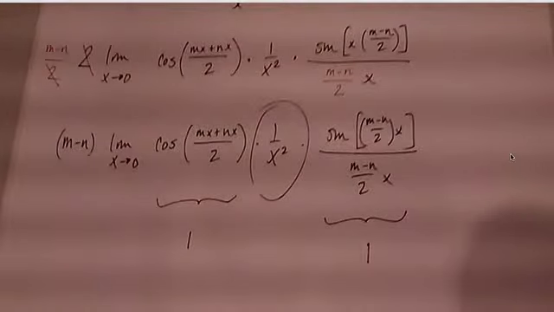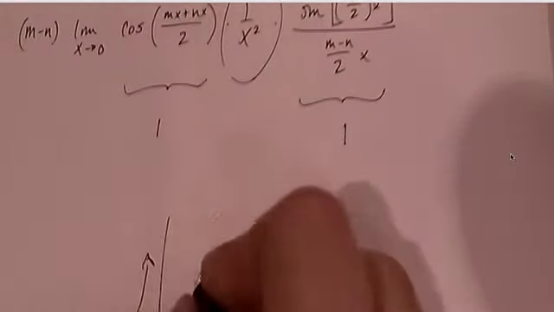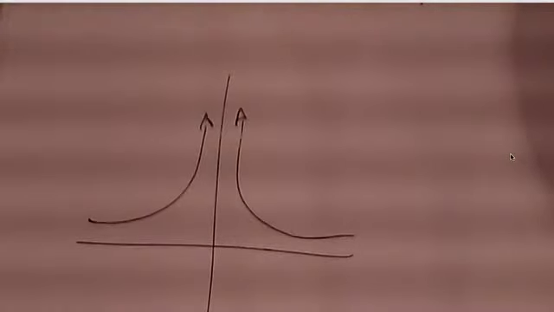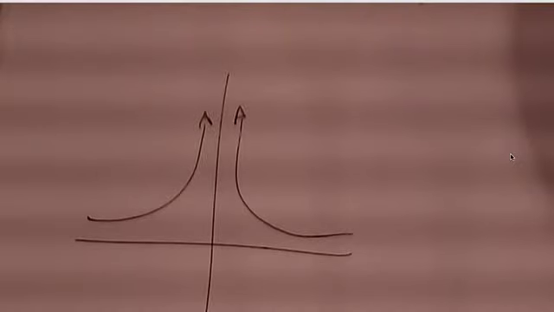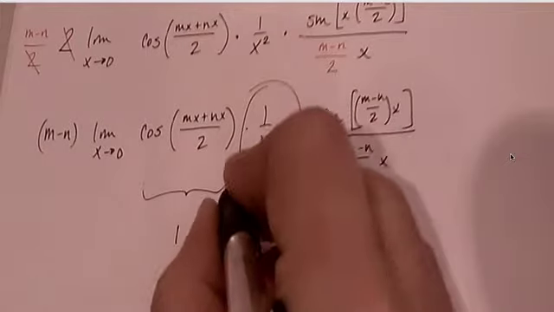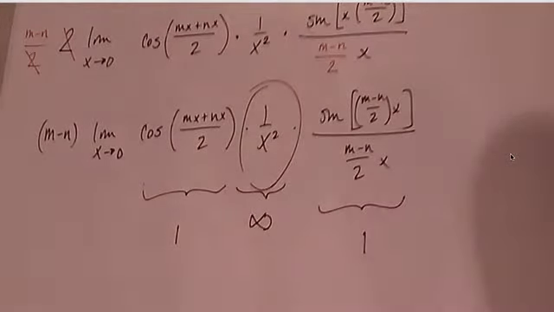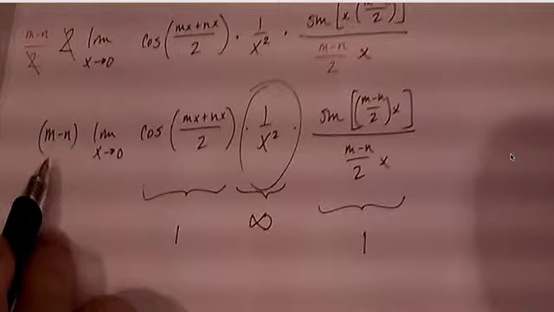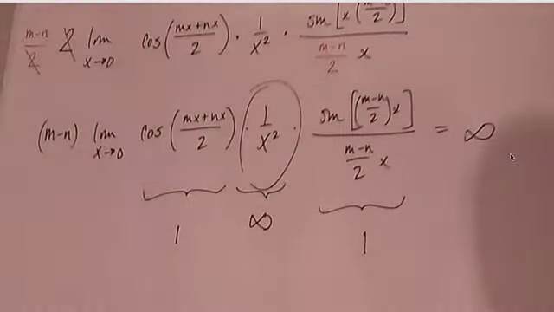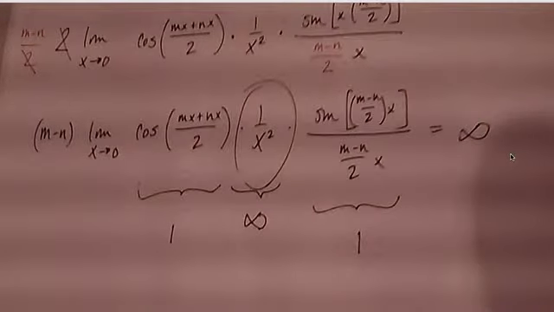Now that one right there, as x approaches infinity, you should remember the shape of that. And if you don't, I'll go ahead and give you a heads up. The shape of that graph looks like that. So what happens as x approaches 0 for that graph? Well, it goes to infinity, okay? Okay, so it doesn't matter what this and this are, as long as they're not 0. I get m minus n times 1 times 1 times infinity. That limit goes to infinity, okay?